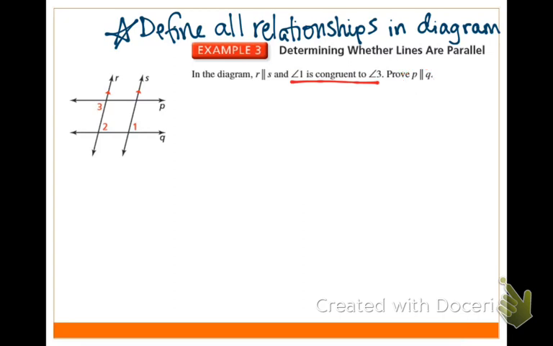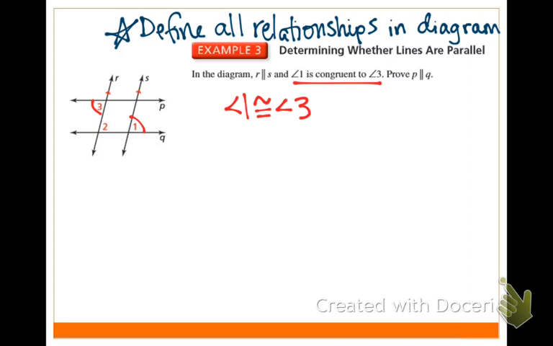So the number one way to do this is define all the relationships. We're going to start with what they gave us. Angle 1 is congruent to angle 3. There is no formal relationship between angle 1 and angle 3, correct? They're not on the same transversal. 3 is on line R, whereas 1 is on line S. They had to give us that information; we wouldn't have found that on our own.